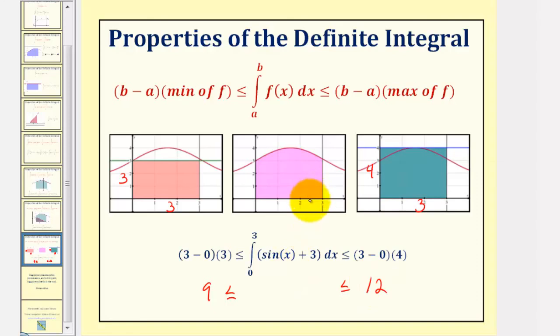So this property is telling us the value of our definite integral, the integral of sine x plus 3, integrated from 0 to 3, must be greater than or equal to 9 and less than or equal to 12. And by using a non-negative function, we can easily see this is true by comparing the area under the functions.